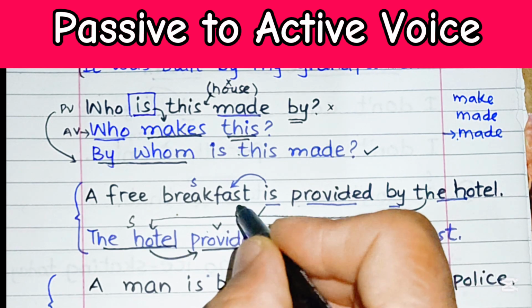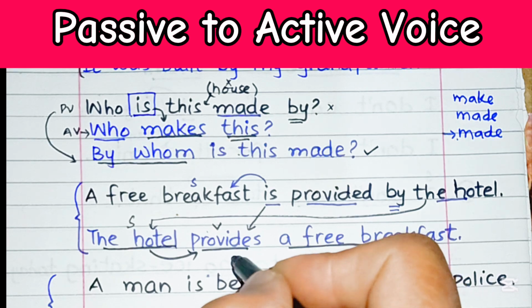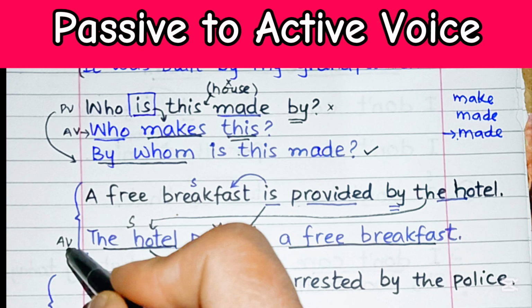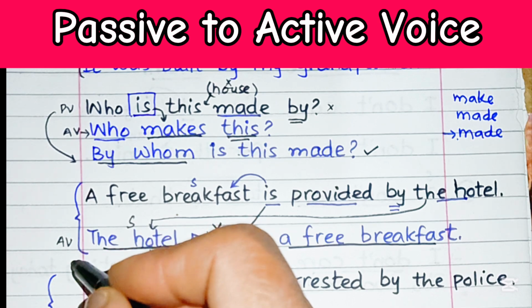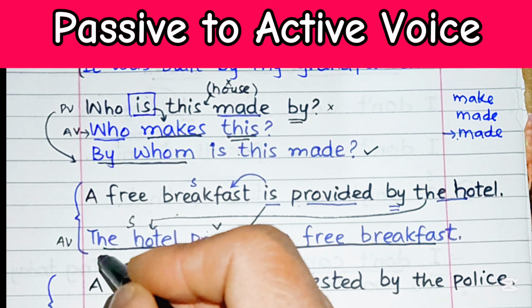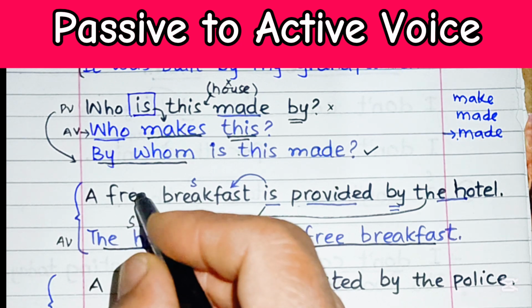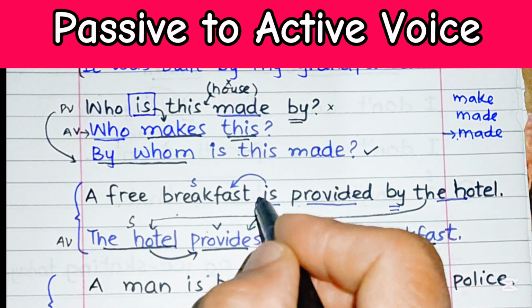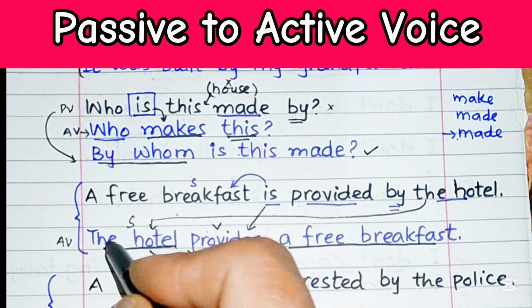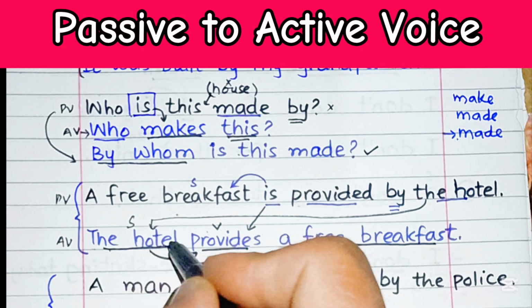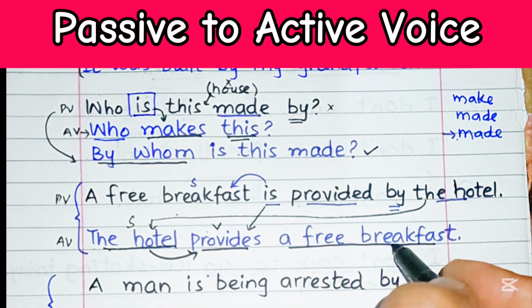Which sentence is better? In most cases, the sentence in the active voice is better because it's more direct. This sentence is in the passive voice: a free breakfast is provided by the hotel. And this sentence over here is in the active voice: the hotel provides a free breakfast.